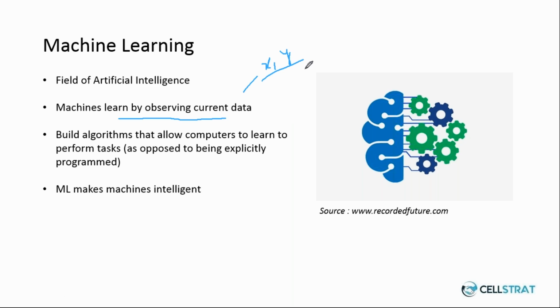So this is what we are doing in machine learning. In machine learning, we build algorithms that allow computers to learn to perform tasks as opposed to being explicitly programmed. So instead of hard coding these algorithms in the program, it is learning the algorithms. In effect, it's learning the relationship between input X and output Y. Machine learning, or ML, is what makes machines intelligent. In that sense, ML is said to facilitate artificial intelligence, and hence it's a branch or a field of AI. Sometimes we use the terms artificial intelligence and machine learning interchangeably, but strictly speaking, machine learning is a branch of AI overall.